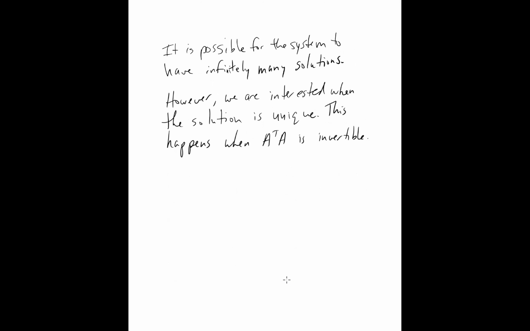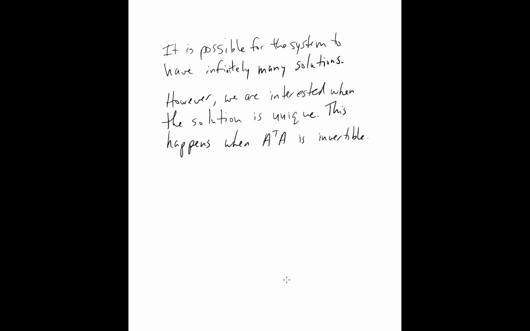All right. It's also possible for the system to have infinitely many solutions. Probably the easiest example of that is if A is the zero matrix, then you get infinitely many solutions. It's possible to get infinitely many least squares solutions. Those are degenerate cases. We don't like those cases very often, but it is possible. So what we're interested in now is, when do we get a unique solution? When do we get not just any least squares solution, but the least squares solution?